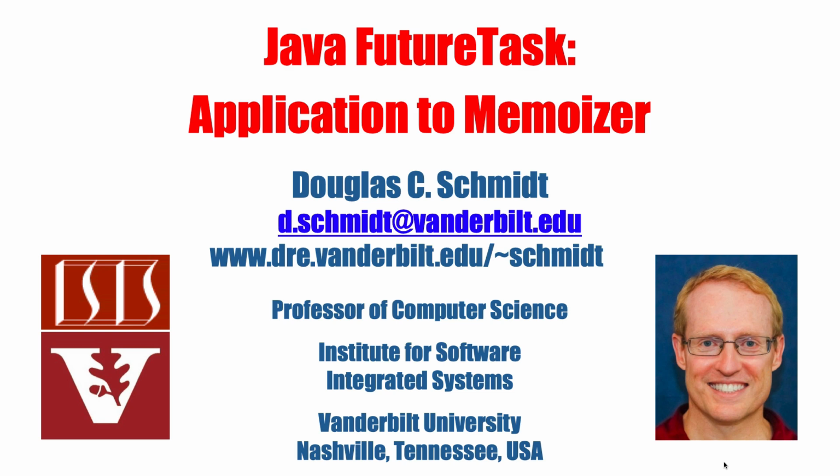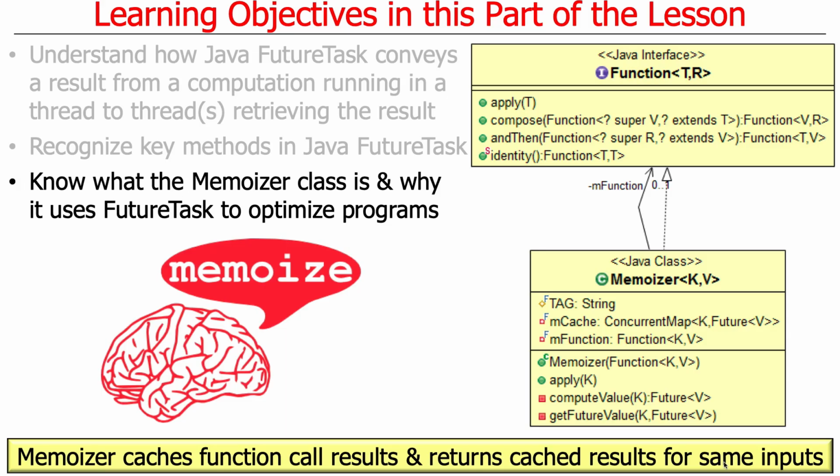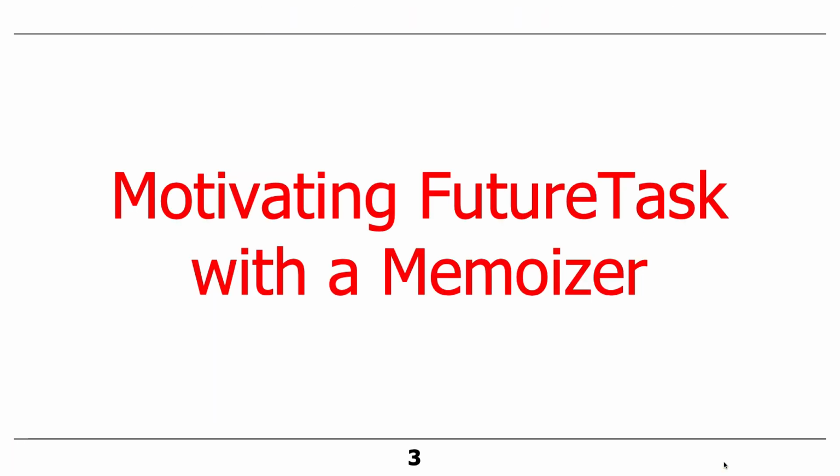So now that you know a little bit about what a future task is, let's see how we can actually apply it in a context we've already discussed before. And we're going to talk about applying it to the Memoizer. And the purpose of this discussion is to show what you can do if you don't have Java 8 with the compute if absent method in order to get the same semantics.